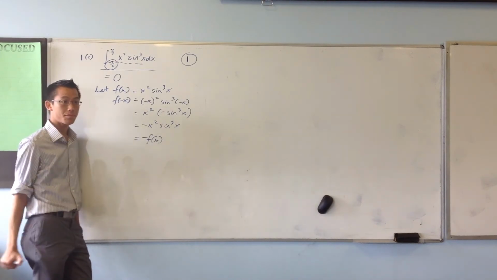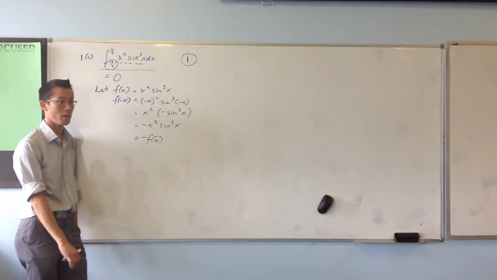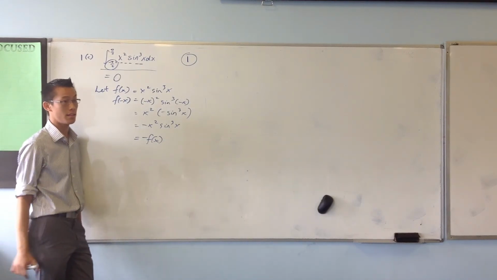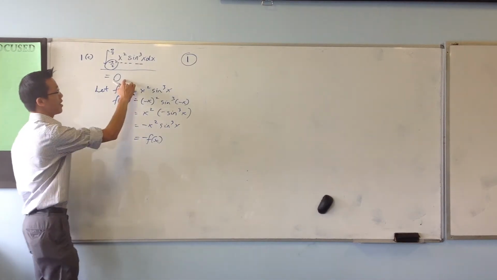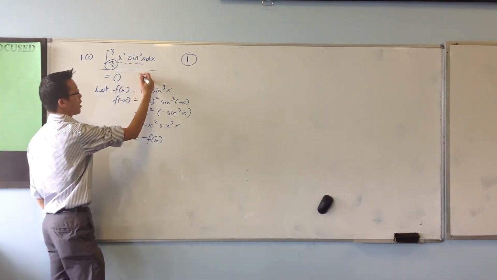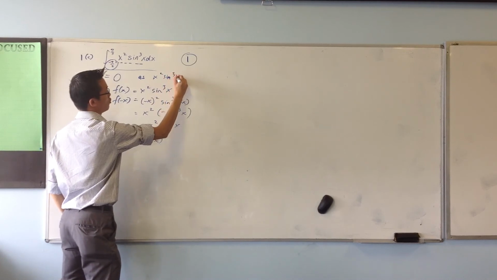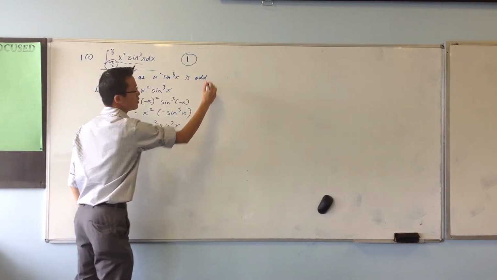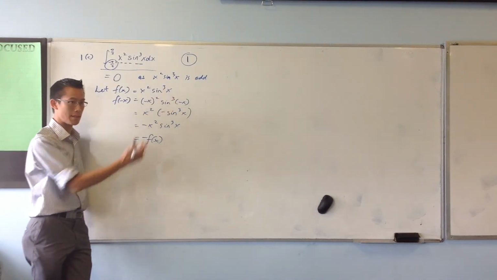I didn't prove it was odd, I just stated it. So I reckon for 1 mark you probably got away with it, okay? But they could just as easily have made this a 2-mark question, and then you'd expect to do something like this. And then here you'd either say as x squared sine cubed x is odd, or you could alternatively say by symmetry, because odd means symmetry.